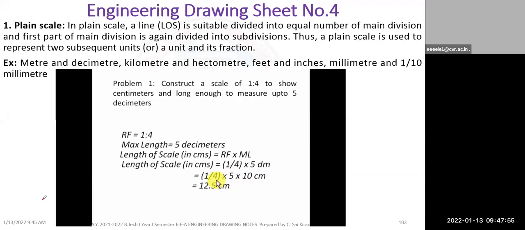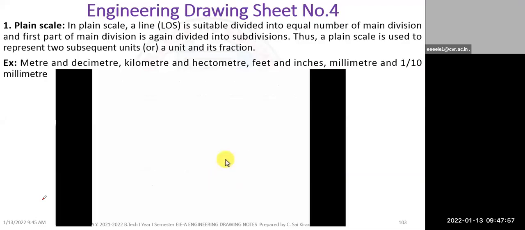Okay, job done. Now let's start with the construction. Initially I'll be drawing a line equivalent to 12.5 centimeters, something like this. Now this represents 12.5 centimeters on the drawing sheet, but in reality, this represents the maximum length. What is the maximum length? It is equivalent to 5 decimeters. So you can also say that the line over here represents a maximum of 5 decimeters.